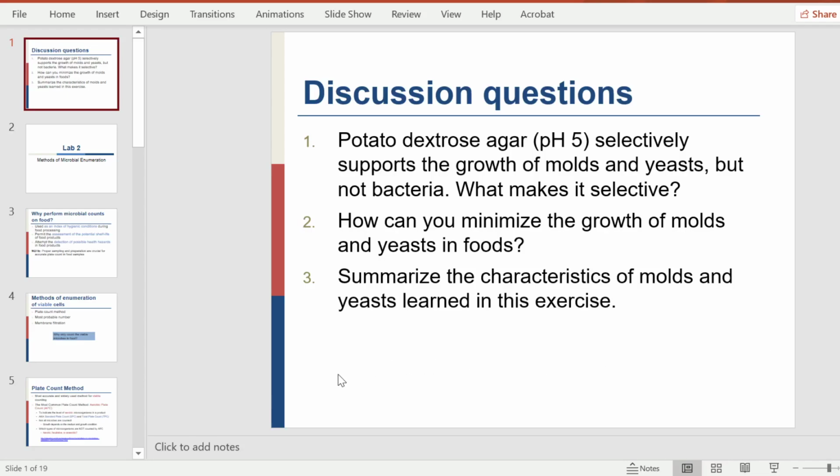Today we're going to be talking about the methods of microbial enumeration, so just the different ways that we are able to count and quantify the amount of microorganisms on different surfaces or products.